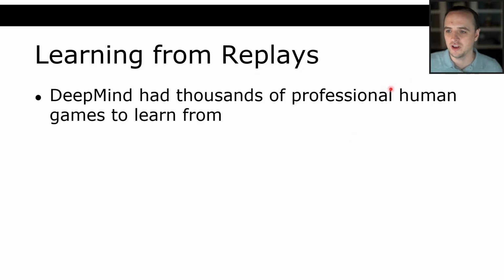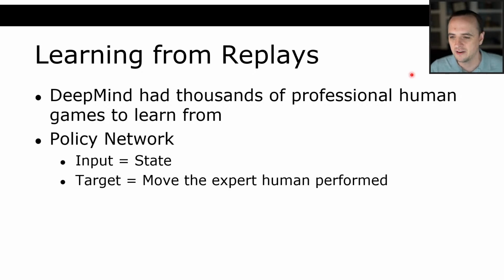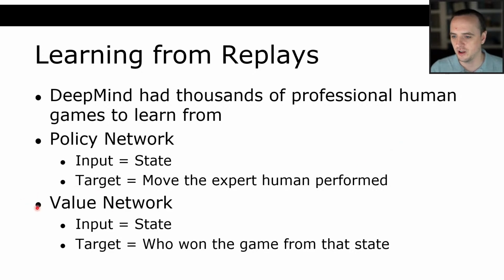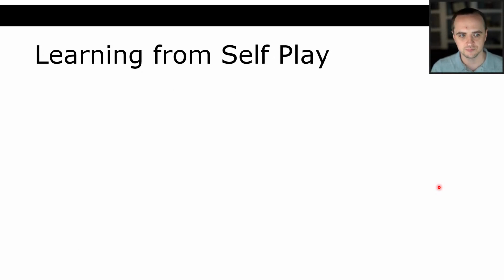So what AlphaGo did is it used deep learning, and it took hundreds of thousands of professional human replays, and it learned a policy network where the input was a state, and it tried to learn the move that the human performed. It also learned this value network, which is sort of like a heuristic, where the input is the state, and the target was who won the game from that state. So how good is it to be the white player? How good is it to be the black player in that state?